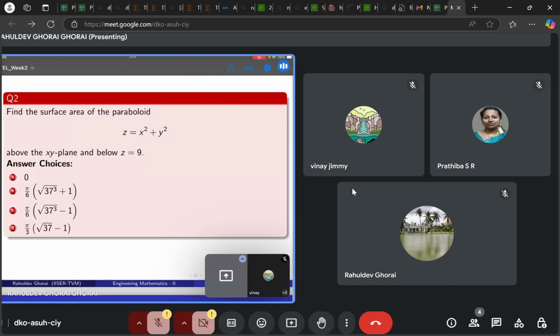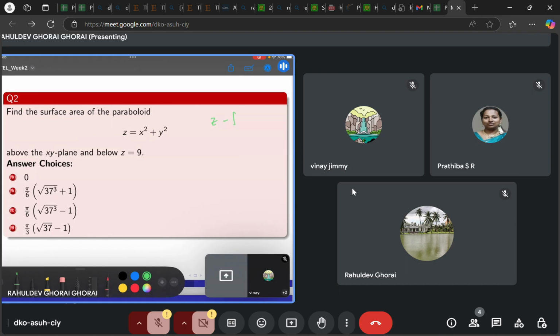So have you used this formula? Integration of this, for z equal to f of xy, the surface area will be square root of 1 plus del z del x whole square plus del z del y whole square, dx dy. We have discussed this also in the last class, I think, a little bit. Someone had a doubt. This is the surface area formula. Have you used this one? Yes, sir. Same formula.